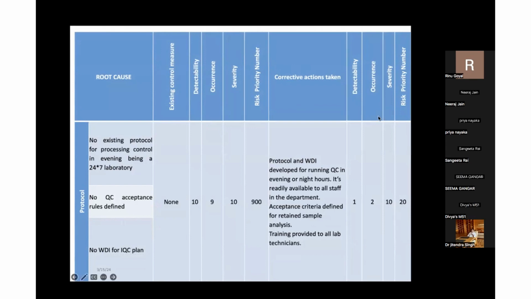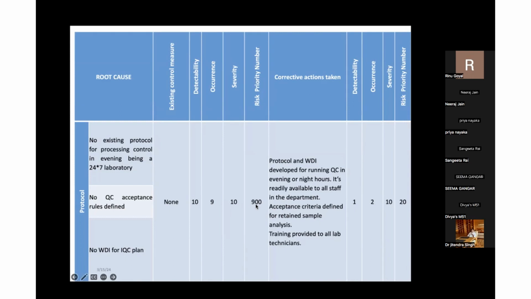See, in this laboratory, they have not defined a protocol. What we can say is that the root causes are these three. The existing control measure, because they are not putting control, is none. So detectability will be 10, because there is no detectability at all. The occurrence may be 9, because they are not putting control. Every second sample may go wrong. You cannot rely on the morning controls. If this happens, the severity will be high, because it is an ICU lab, a 24/7 laboratory, where emergency patients would be there. If some sodium result is released unexpectedly high, the treatment will be completely wrong. So this will give us a figure of 900.